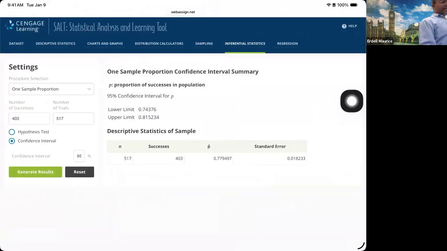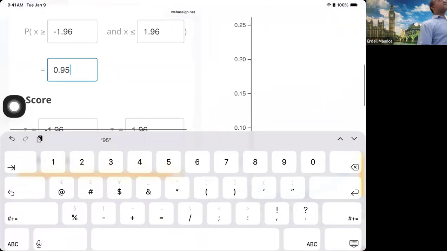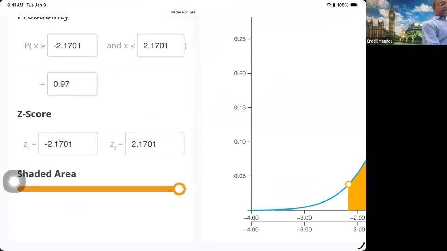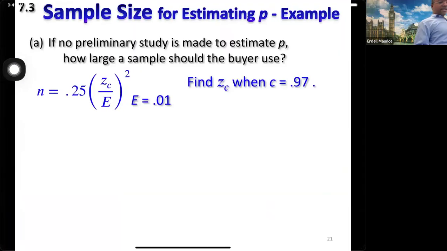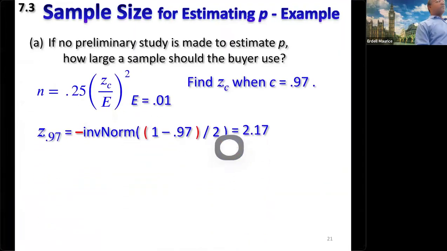In Salt, you go to a distribution calculator. It's a Z star, so you leave it as normal distribution in between. And in here, you just put your 97% in Salt. All right. So divide, and enter. And the answer is 2.1701. That's going to be your Z star or Z critical. Head on back. See, they got the same answer we got, 2.17.